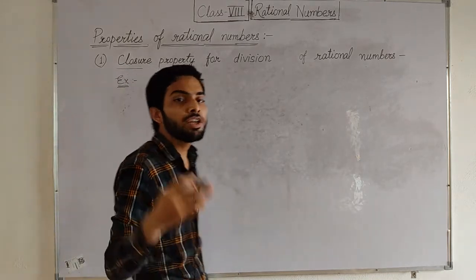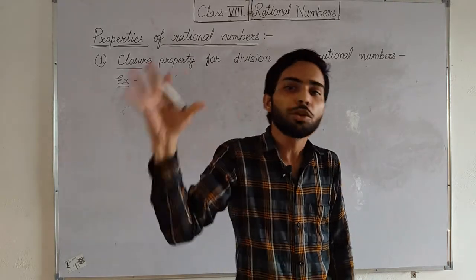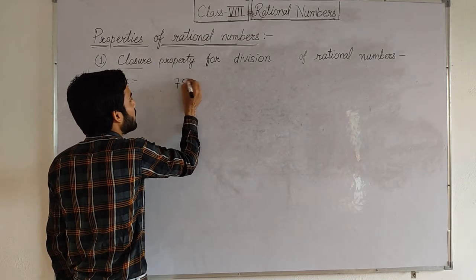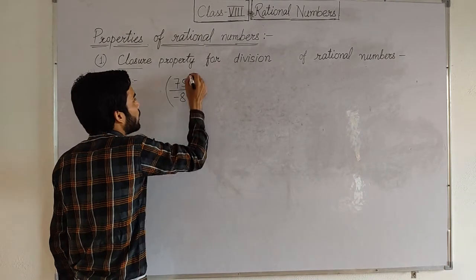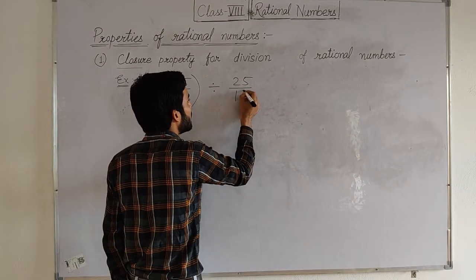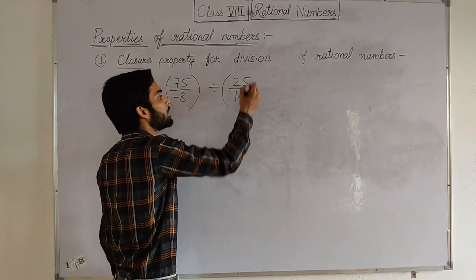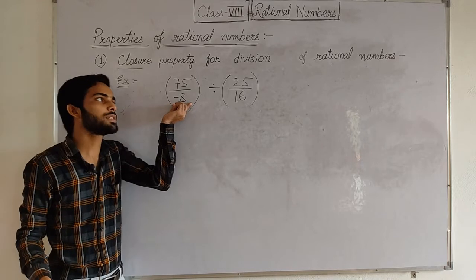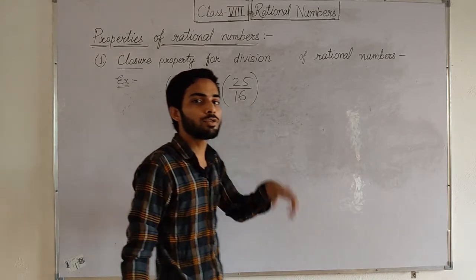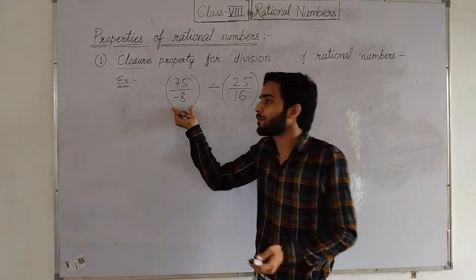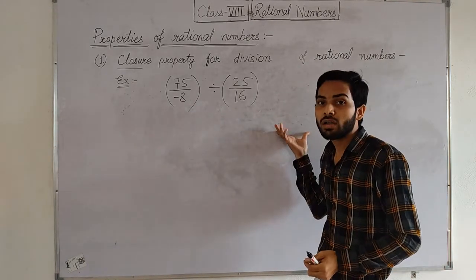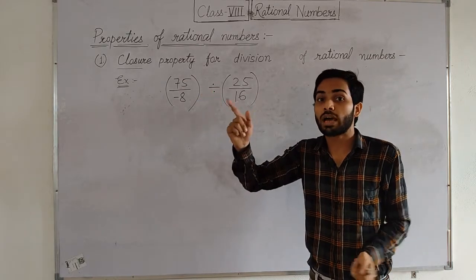Let us take any two rational numbers. Suppose that I have a rational number 75 upon minus 8 and I am going to divide it by 25 by 16. I am going to divide 75 upon minus 8 by 25 upon 16. My dear students, I am going to divide a rational number by a rational number. When I obtain my answer, will that answer be a rational number or not? I am going to check it.